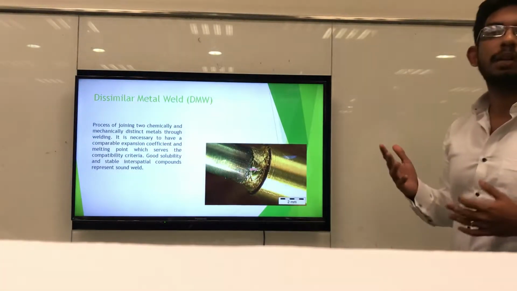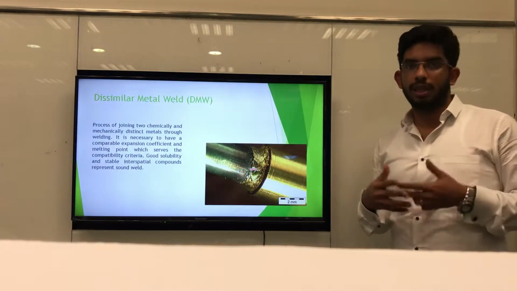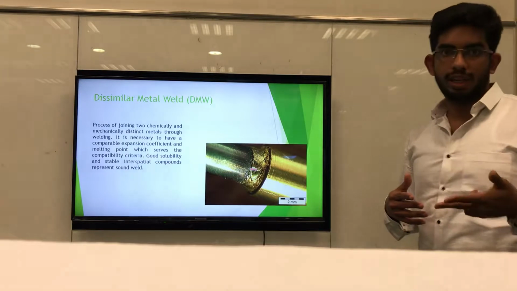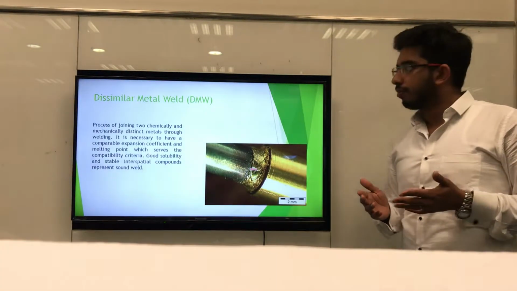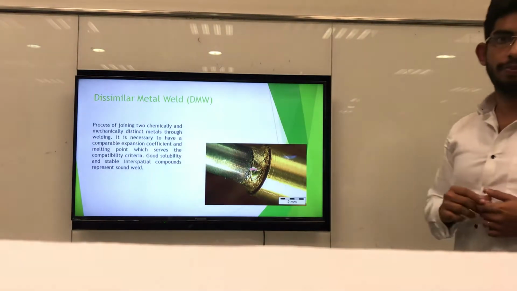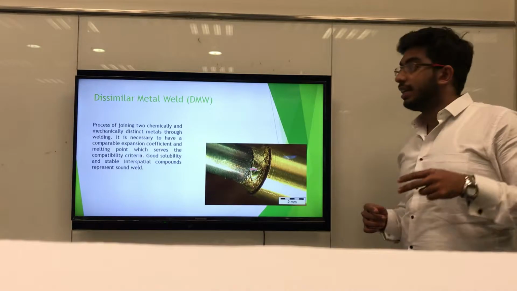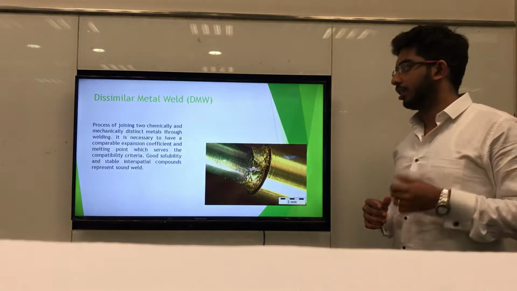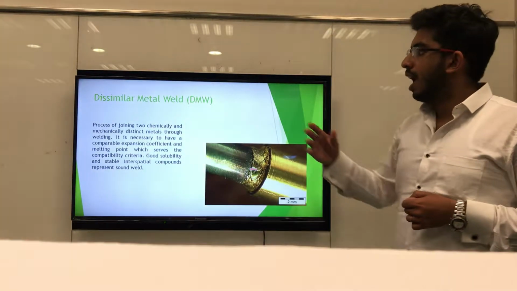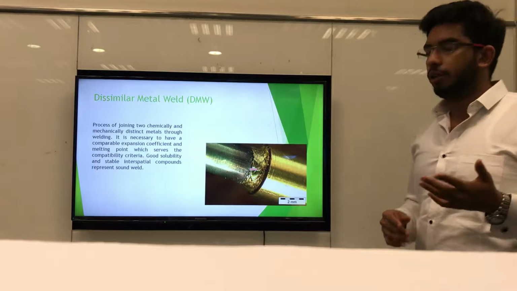So, what is dissimilar metal welding? Welding is the process of joining two metals by melting them using heat, placing them together, and cooling them. But dissimilar metal welding (DMW) is different because it uses two chemically and mechanically distinct metals. But not every metal can be welded together. They should have a comparable expansion coefficient as well as melting point.